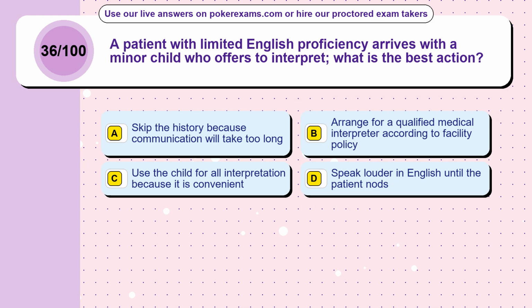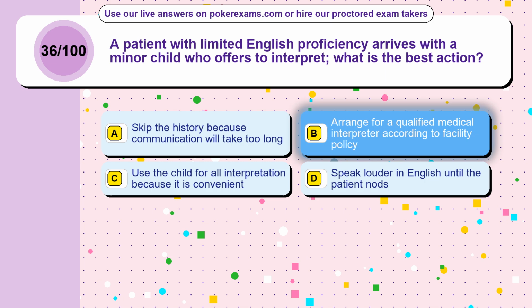Question 36. A patient with limited English proficiency arrives with a minor child who offers to interpret. What is the best action? Option A, skip the history because communication will take too long. Option B, arrange for a qualified medical interpreter according to facility policy. Option C, use the child for all interpretation because it is convenient. Option D, speak louder in English until the patient nods.